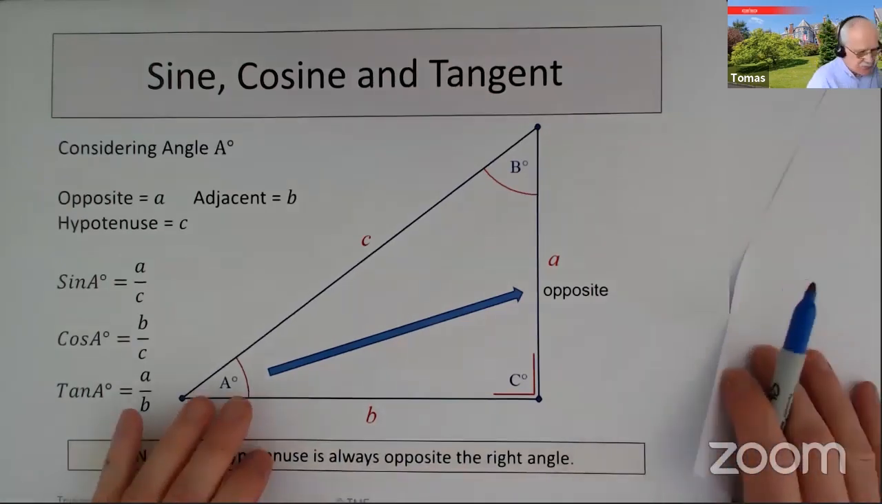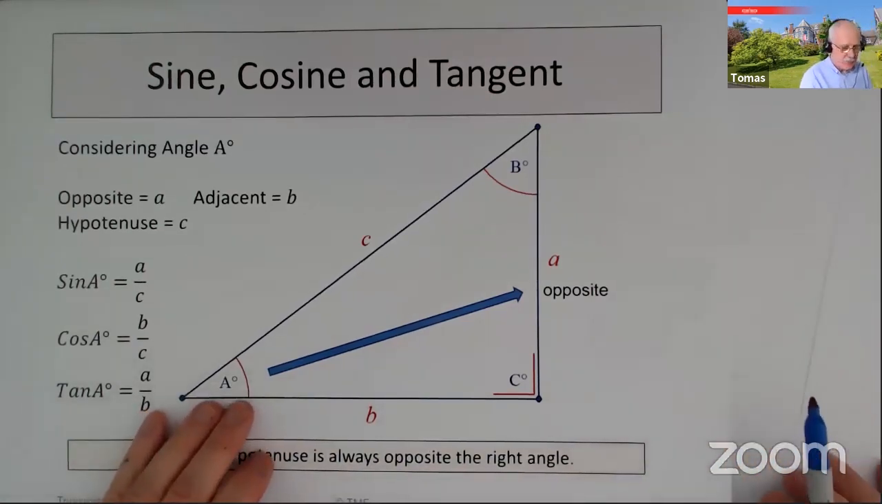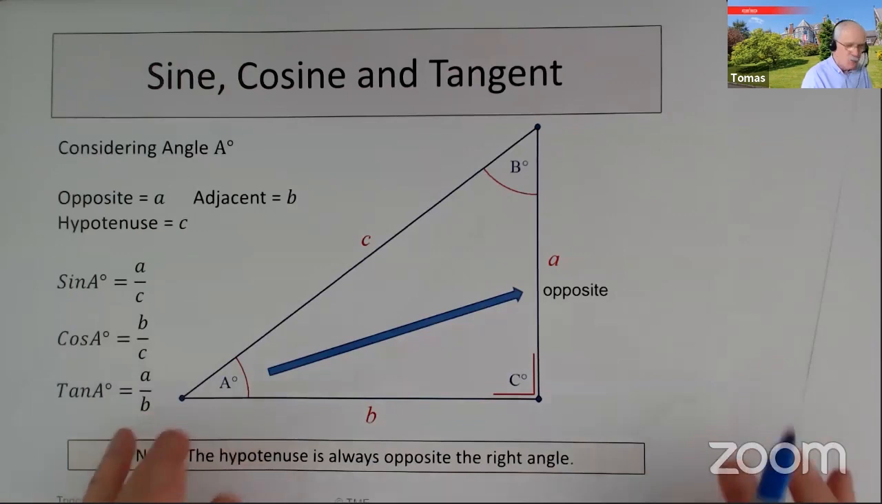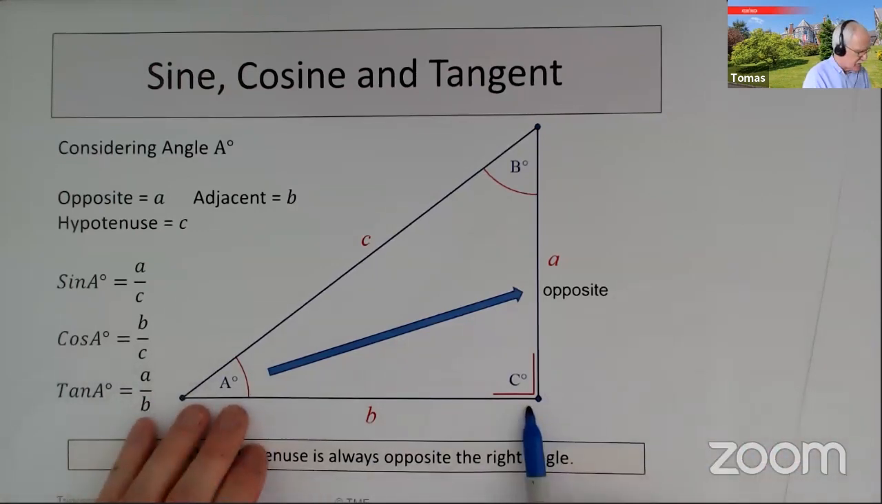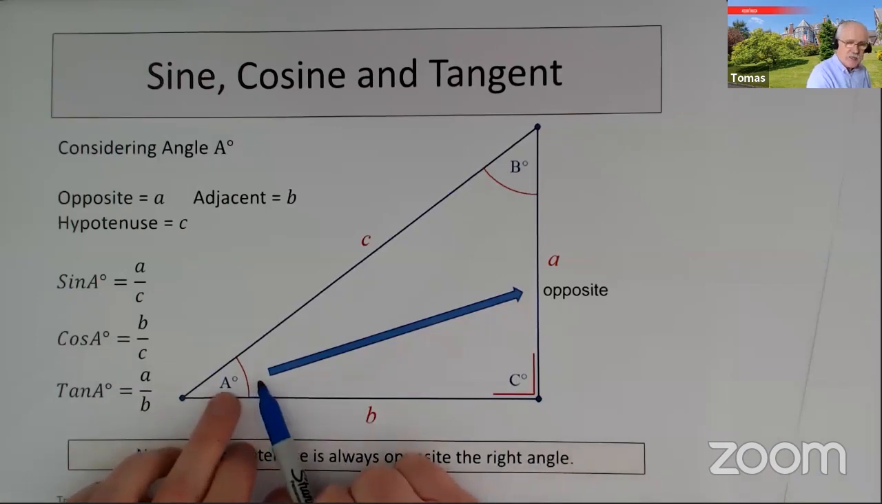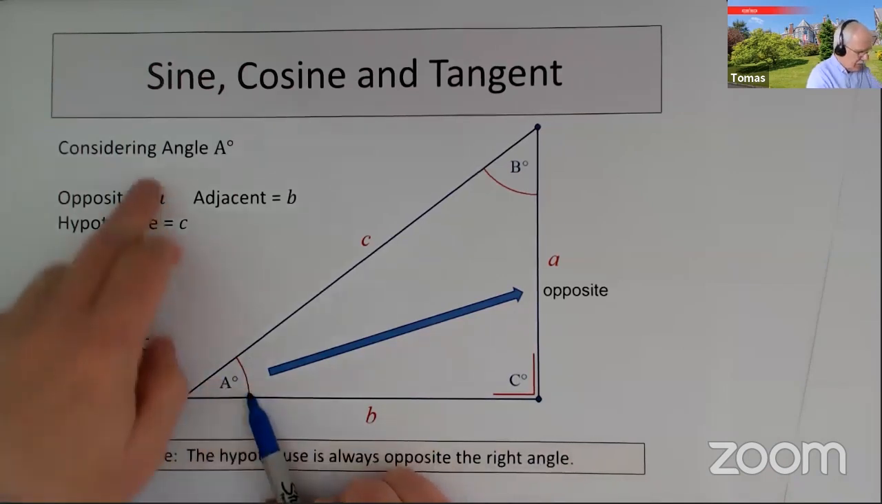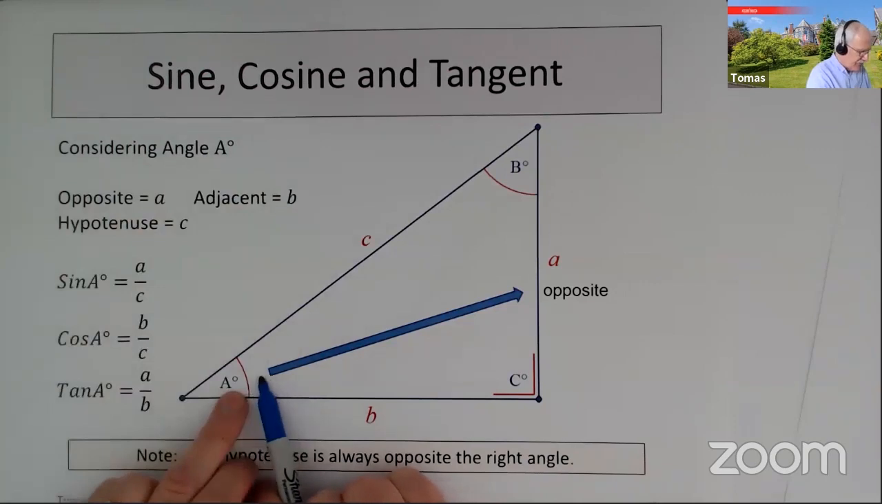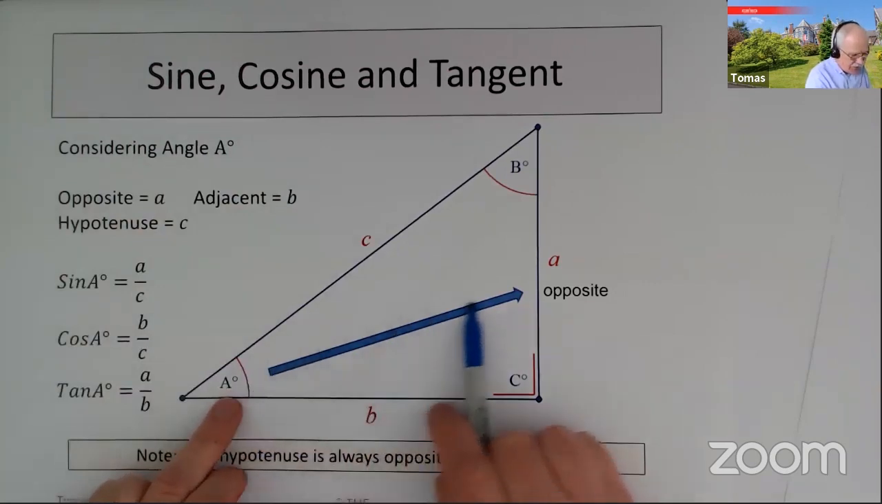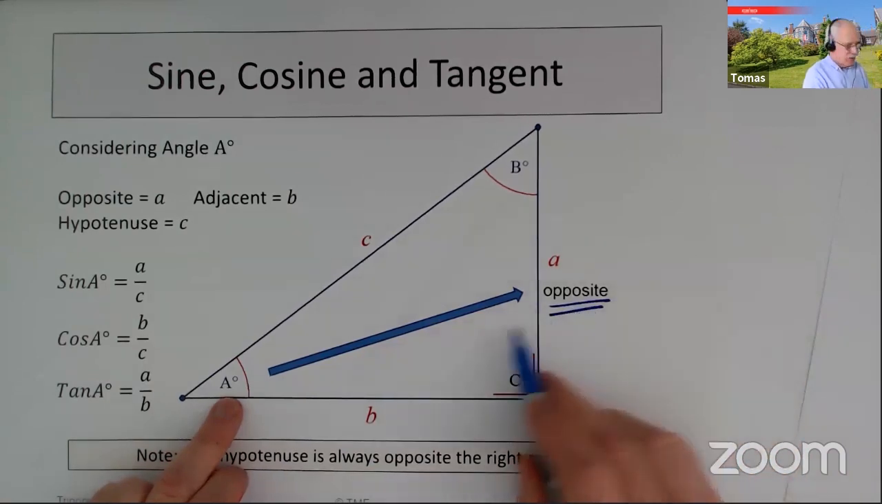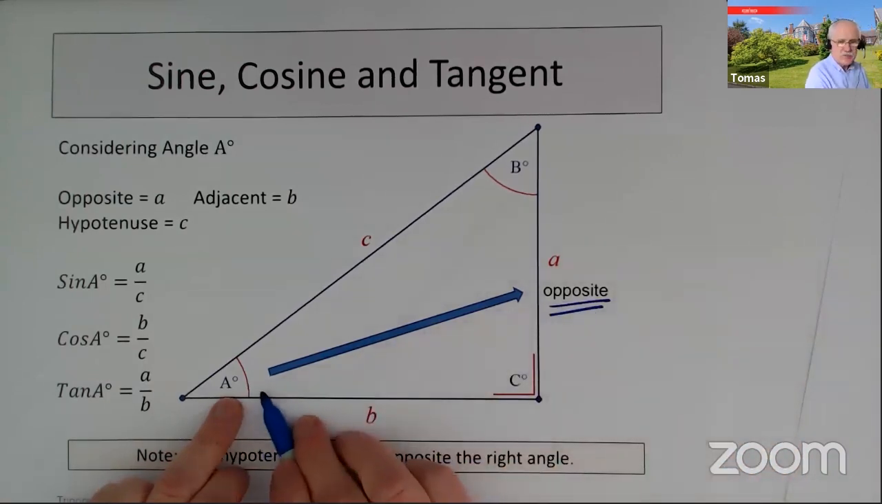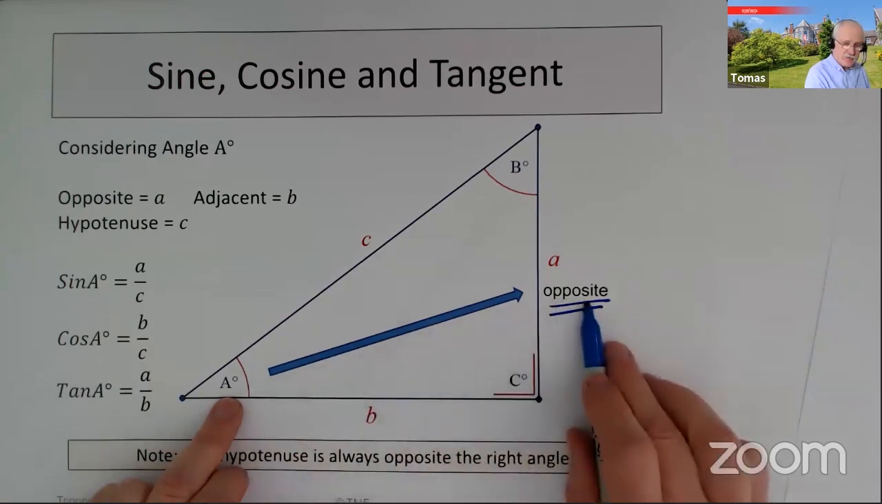Now, I want you to do something that you're not used to doing, or maybe it's not part of your pattern, but I really want you to think about this when it comes to right angle triangles. When you're interested in an angle, considering angle A, the first thing you do is you go to A and you draw an arrow, opposite. And that becomes the opposite, because it's opposite to the one you're interested in.